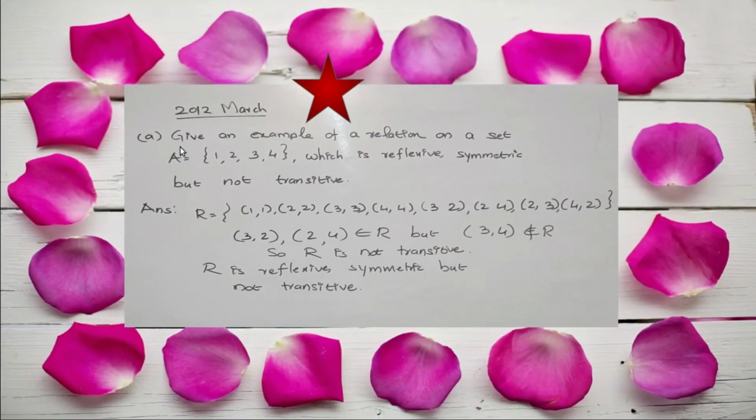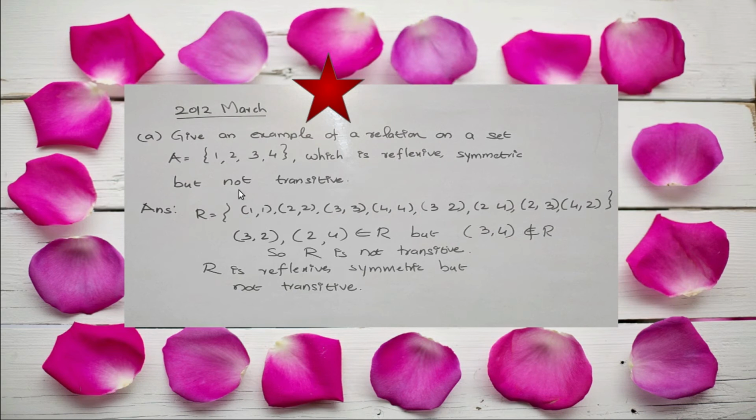2012 March E. Give an example of a relation on a set A, {1, 2, 3, 4}, which is reflexive, symmetric and not transitive. R is reflexive if it consists elements of the form (a, a) for all a belongs to A. So when we have to form a reflexive relation, we have to write all elements of the form (a, a) for all a belongs to A. That is, here we have to write (1,1), (2,2), (3,3), (4,4). R consists these elements because it is reflexive.